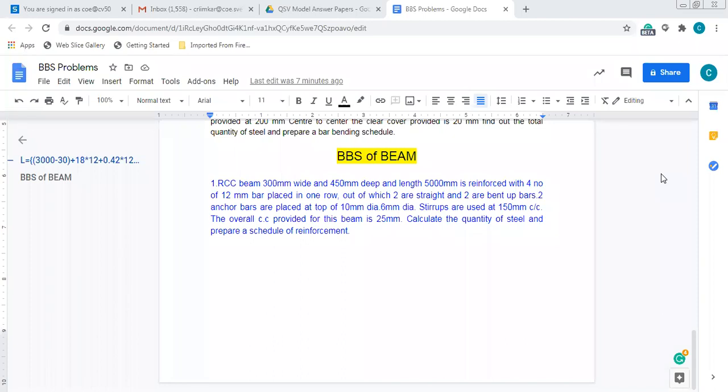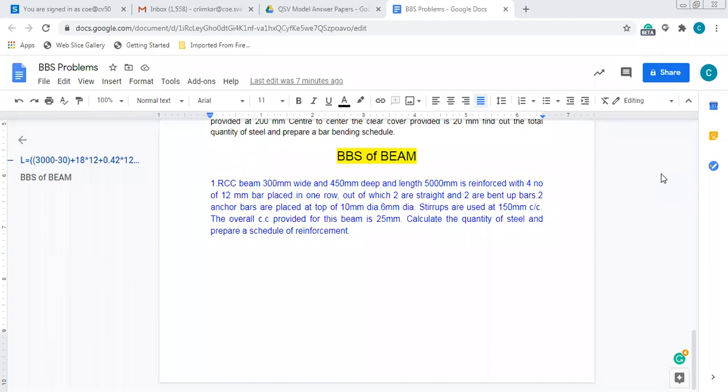Already, I have given you sufficient time to note it down, and right now also you can note it down in your notebook, or you can take the screenshot and then copy. But in my opinion, everyone should write all the problems in the notebooks. At least the problems, not the theory part, so that it will be easy for you. Okay, so bar bending schedule of the beams.